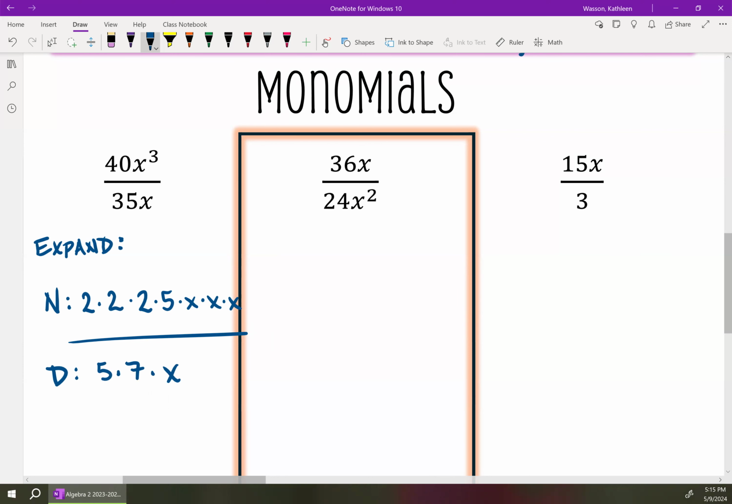The denominator cannot be 0. So x cannot be 0. I won't concern myself with whether or not 5 is equal to 0 or 7 is equal to 0 because they're not. So that's not an issue. Then I can reduce by eliminating common factors.